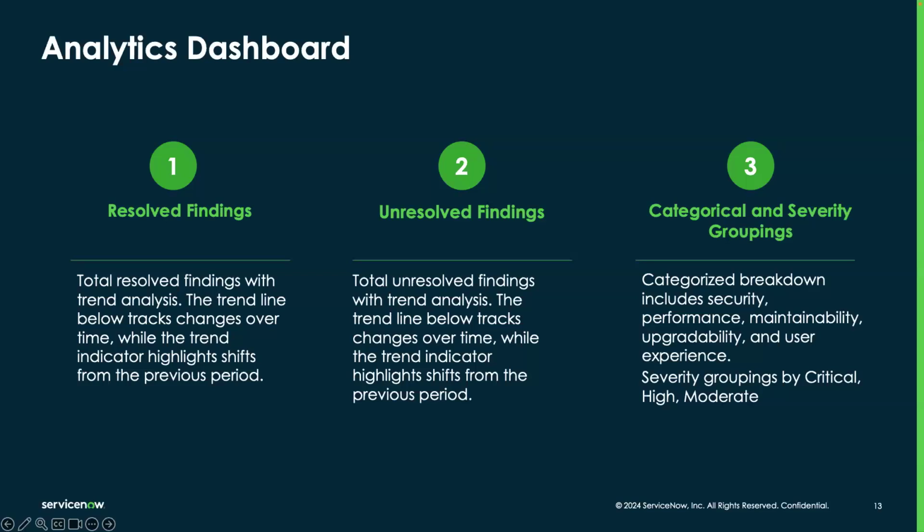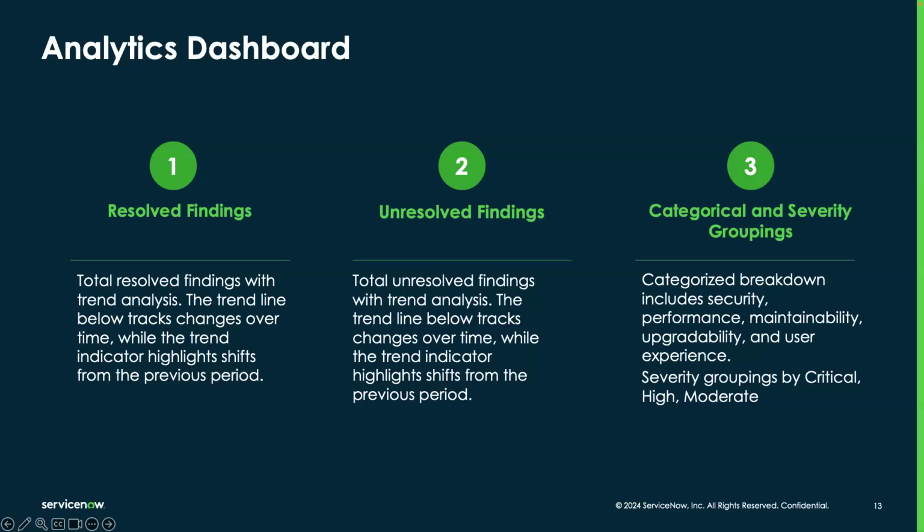We take a look at percentage of findings resolved. This metric shows the current percentage of unresolved findings and provides a trend analysis over time. The trend line helps visualize whether the resolution rate is improving or declining. Additionally, the trend indicator highlights shifts from the previous period, allowing teams to gauge their progress in addressing issues.